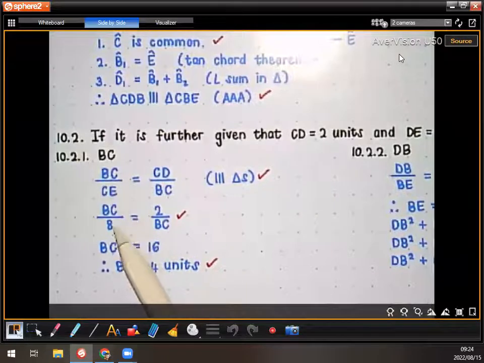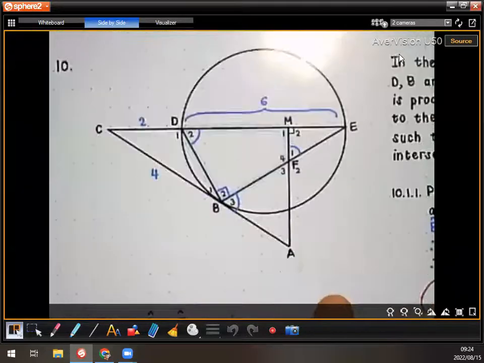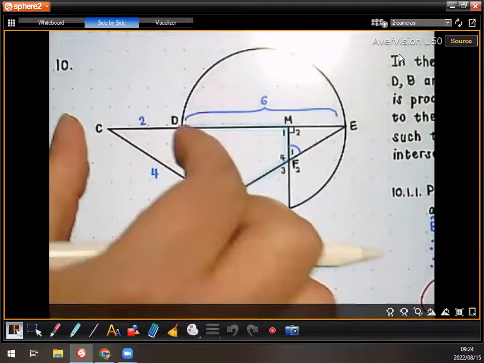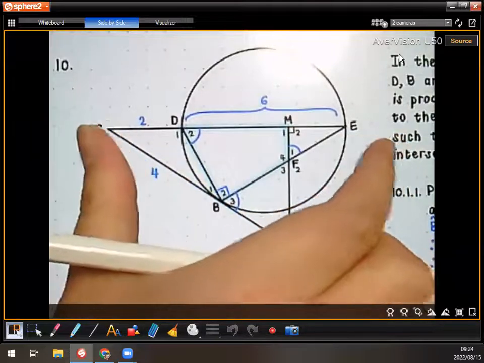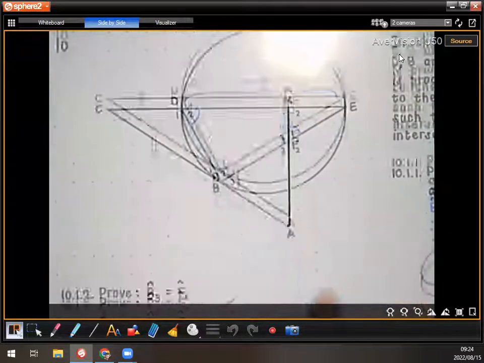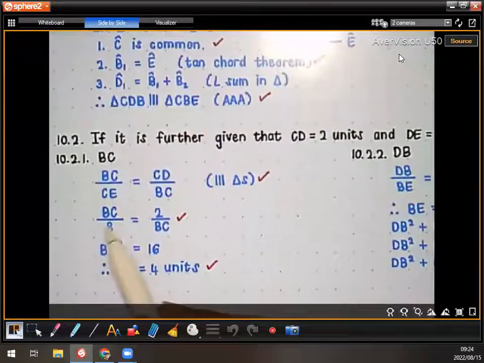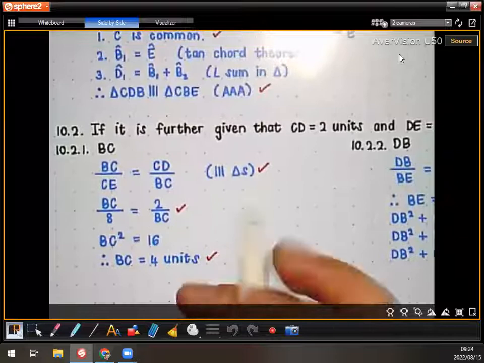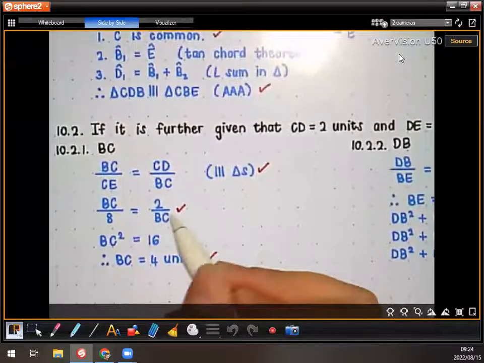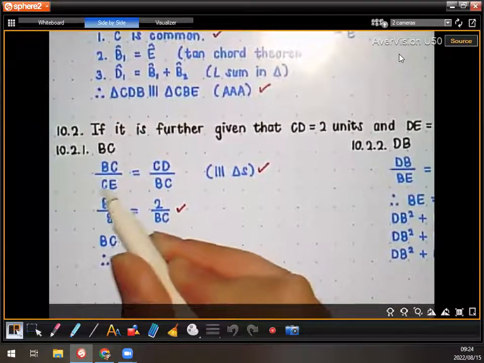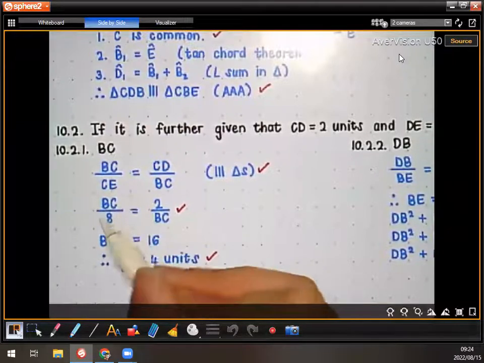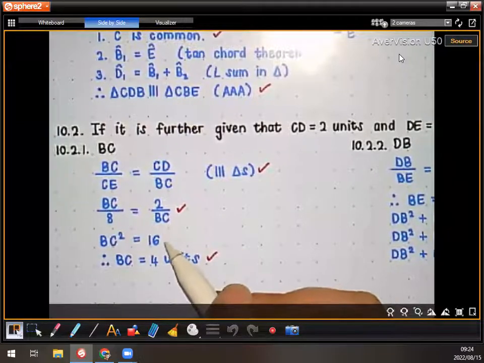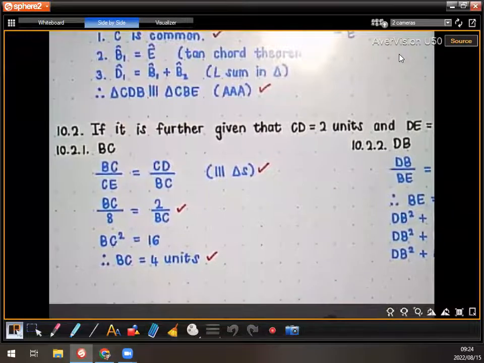Now CE, important here, CE was not given, but we have that is 2 and that is 6, so does it make sense that CE is 8, right? So CE was 8 and then CD was 2. So then you could do a cross multiplication thing, right? This BC you multiply off on the other side, which will give you 20, and this 8 will go to that side, which is then 16. All right, so BC is then 4 units.